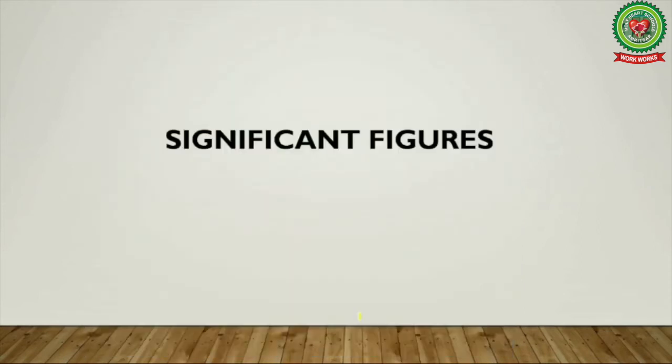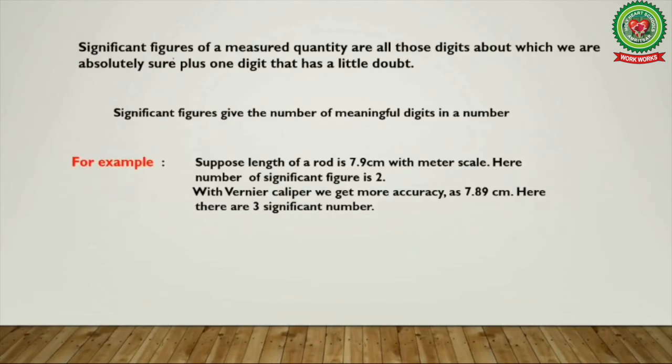Now the next topic is significant figures. Significant figures of a measured quantity are all those digits about which we are absolutely sure plus one digit that has a little doubt. Significant figures give the number of meaningful digits in a number. Let's see an example. Suppose the length of a rod is 7.9 centimeter with a meter scale. We are sure that it is 7.9. So the number of significant figures is 2.